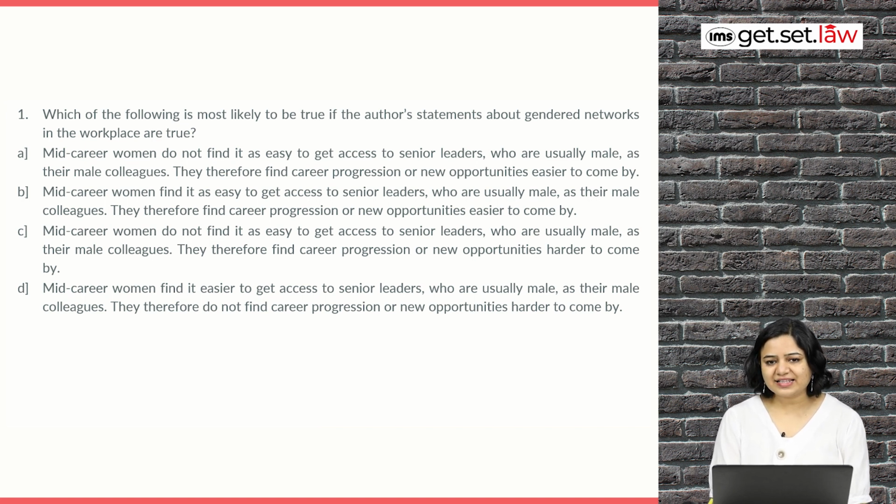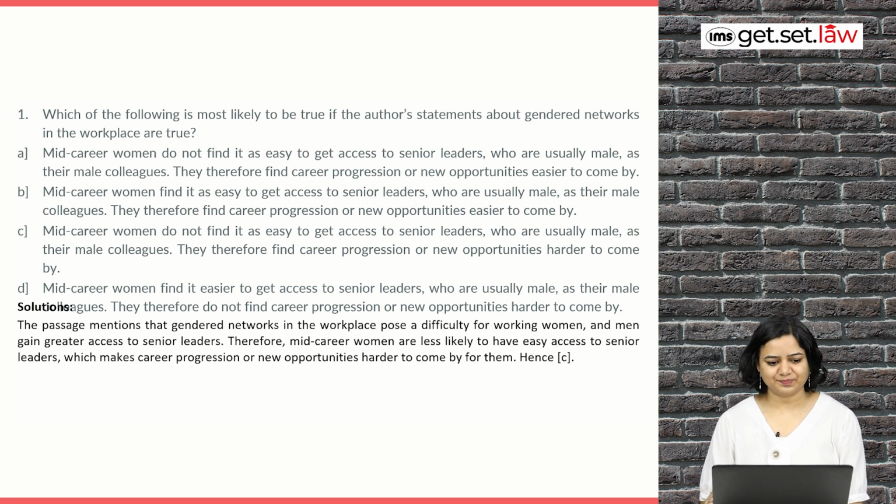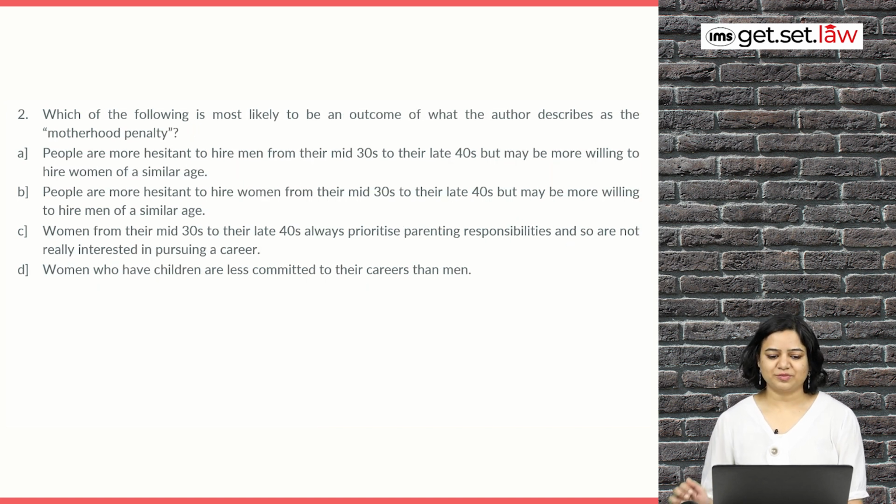Now between A and C, I think this is how you generally proceed. You see the 2 options at the end and then you compare between those 2. Now between A and C, you would realize that A says new career opportunities are easier to come by for women. But that is not the case. It is harder to come by. That is why what should be the answer? It should be C. Let's move on to question number 2.